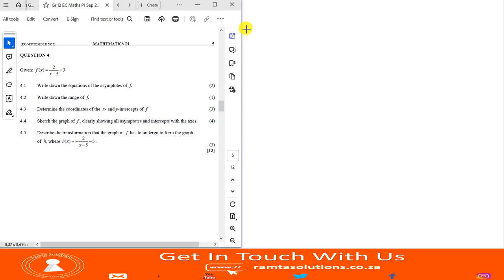Remember, guys, if you're using a mobile device, please rotate your screen. Okay, 4.1, write down the equations of the asymptotes of f. As you can see, p is negative 5. So this means x is equal to 5. This shows that it has shifted to the right. And y is equal to 3.